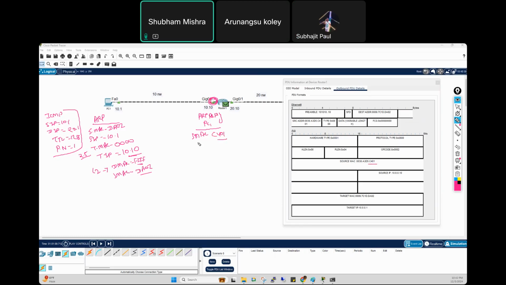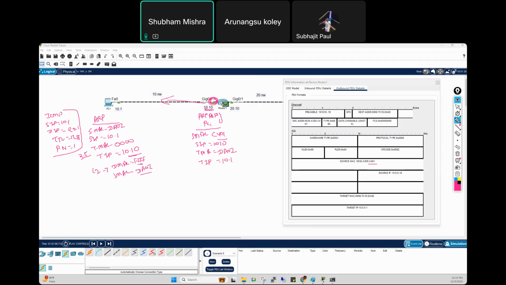Now, source IP. Source IP is 10.10. Who is generating? Router is generating, na? So, source IP will be 10.10. Now, target MAC will be, guys, this PC number 1 MAC address. That is the DA02. And target IP will be, guys, 10.1.